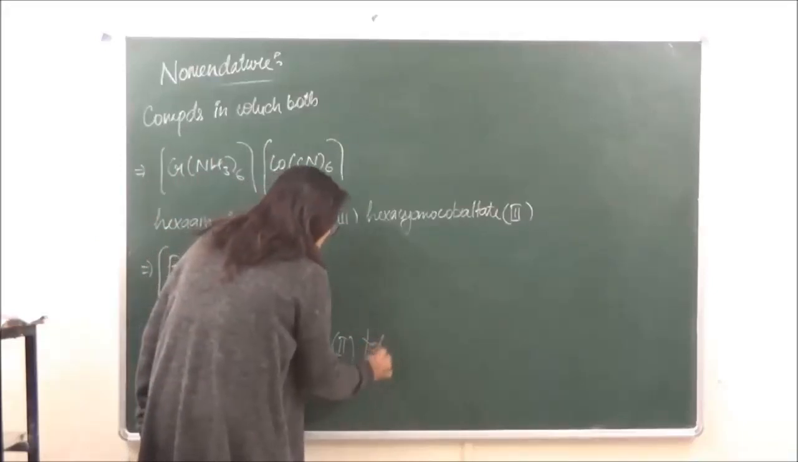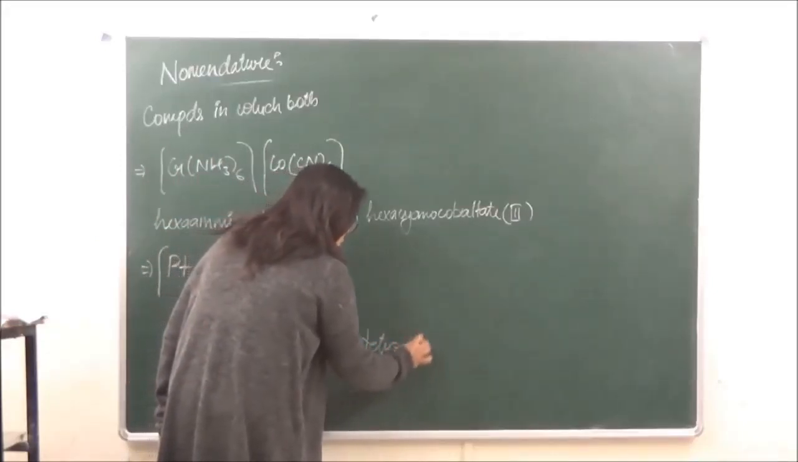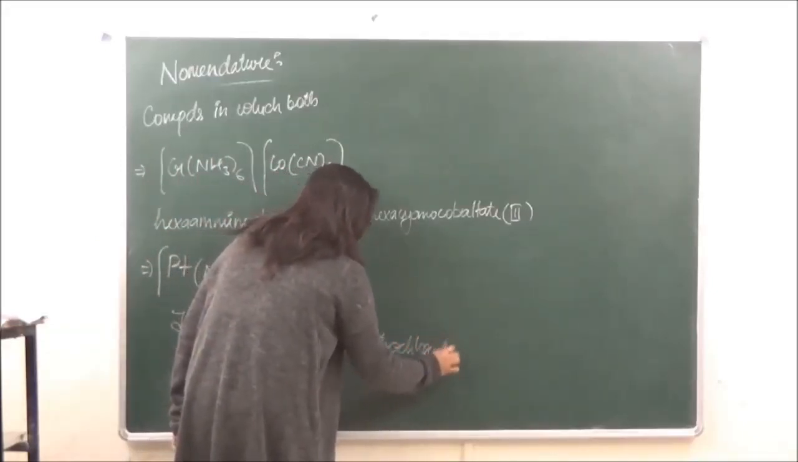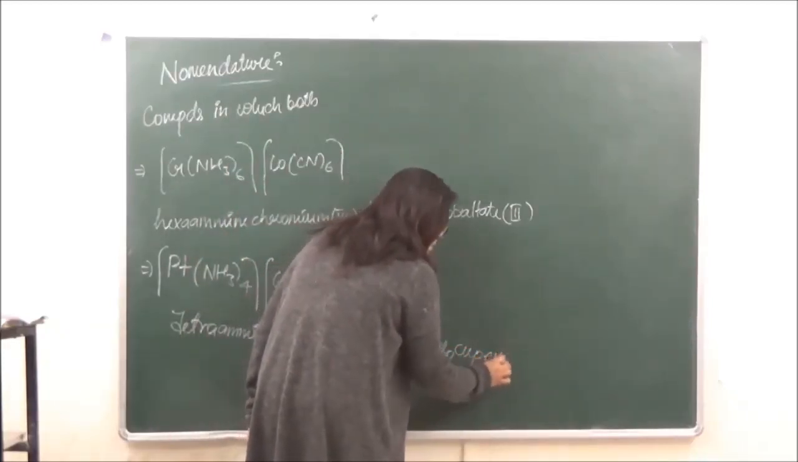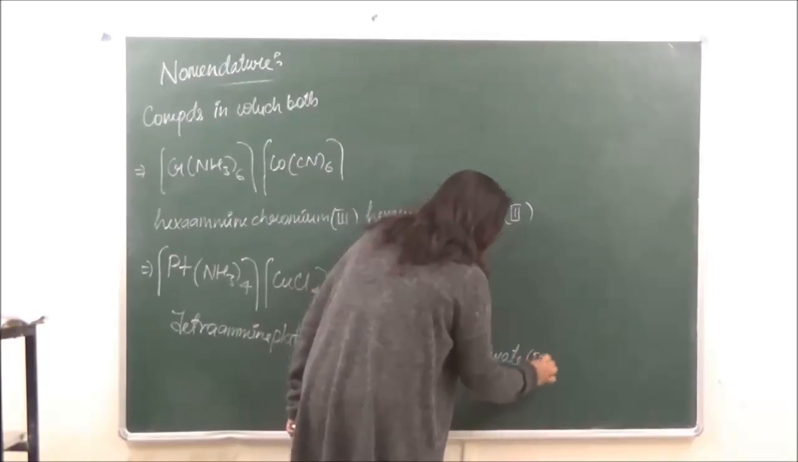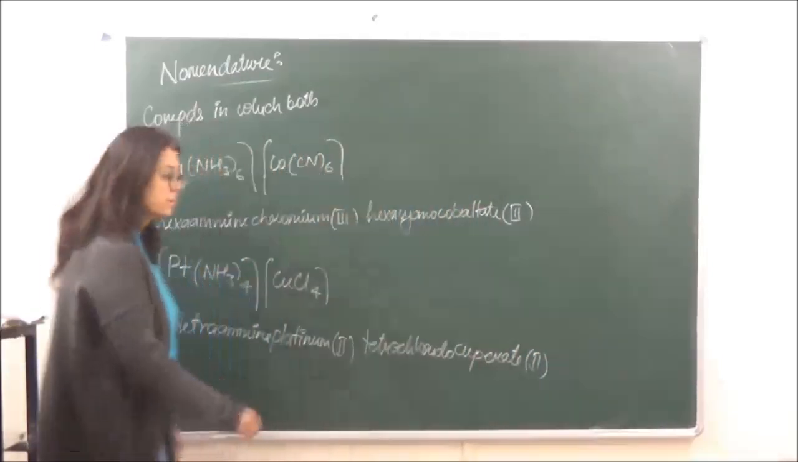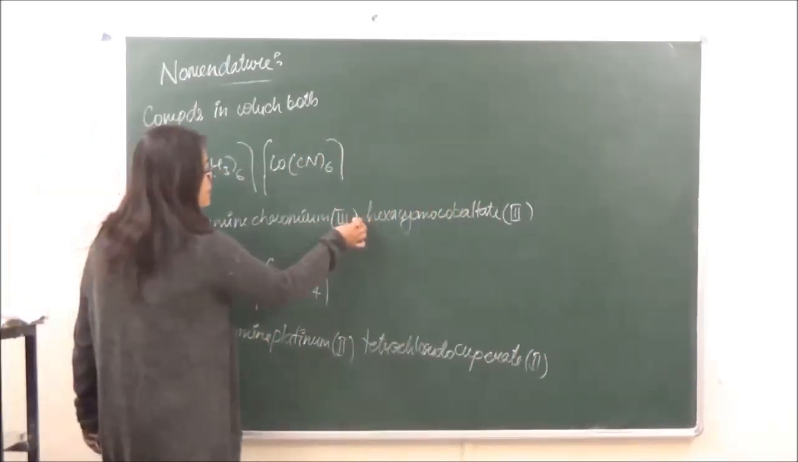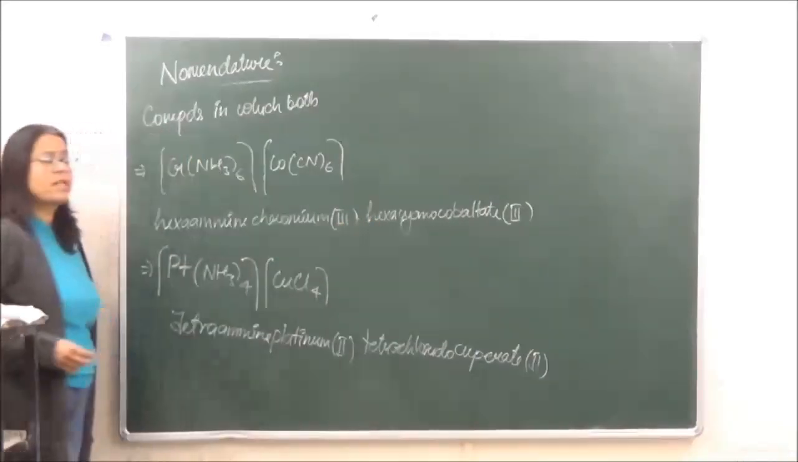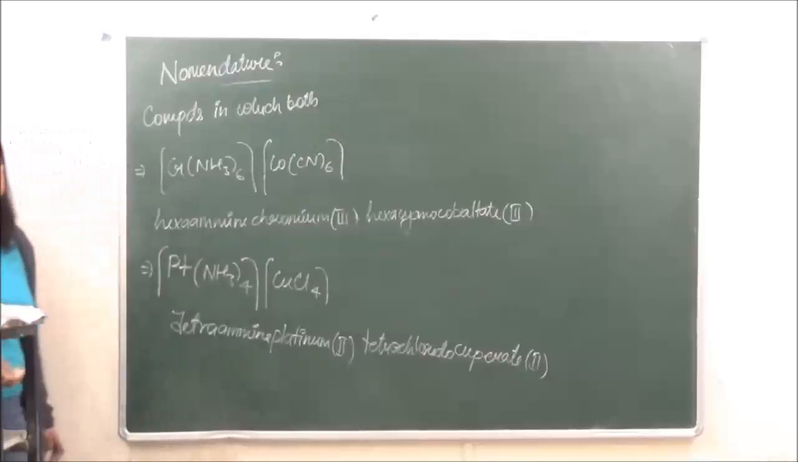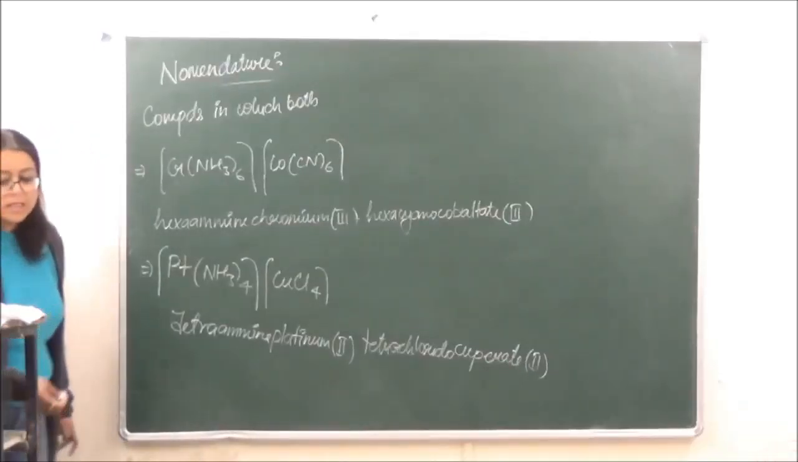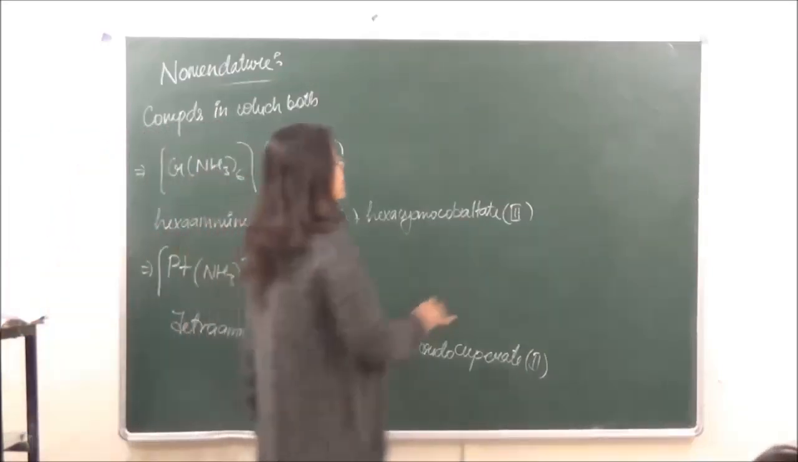tetrachloridocuprate(2). Right? So you can see that I have given a little space between the two coordinate entities over here, and similarly a little space between both the ions over here. Is it clear? Then we also have certain non-ionic coordinate compounds.